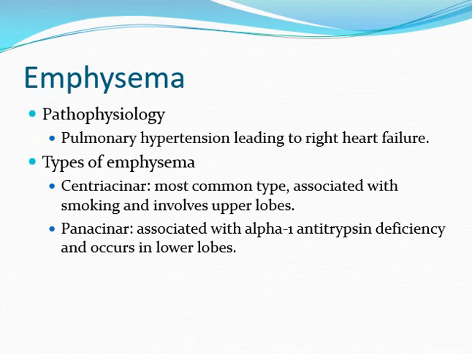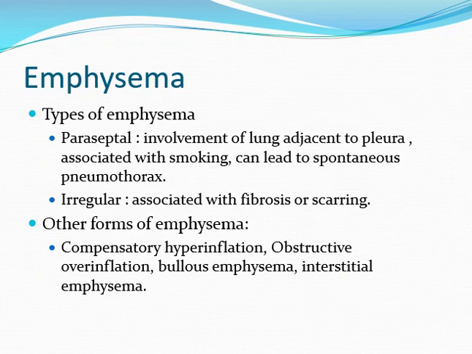So now the panacinar type is associated with alpha-1 antitrypsin deficiency, and it occurs in the lower lobes. And the paraseptal one involves the lung adjacent to the pleura, and it is associated with smoking and can lead to spontaneous pneumothorax. The irregular one, as already discussed, can occur with various forms of emphysema occurring in the different acini. And it is also associated with fibrosis.